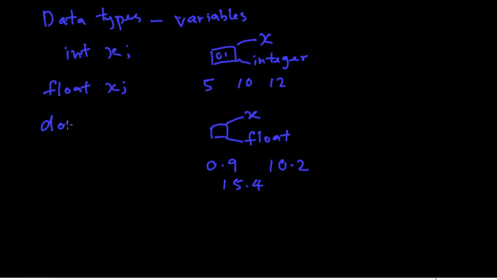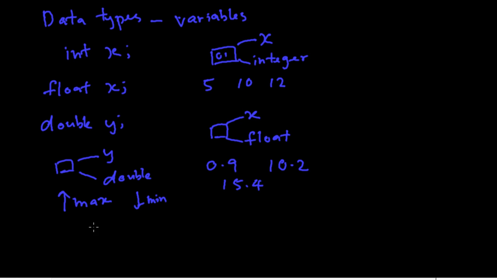Next, I'll introduce you to double. Now, what this line of code means is I'm creating a box. The name is y. Sorry. And the data type is double. Double is essentially the same as float. Just think of double as the big brother of float. It can store a higher maximum value, and a lower minimum value compared to float.